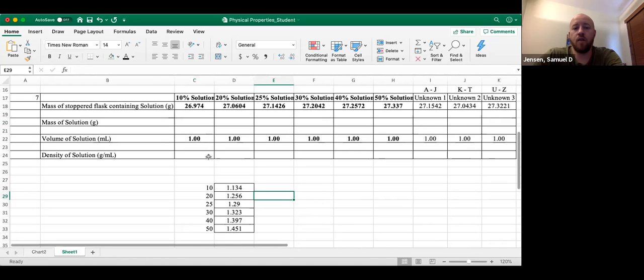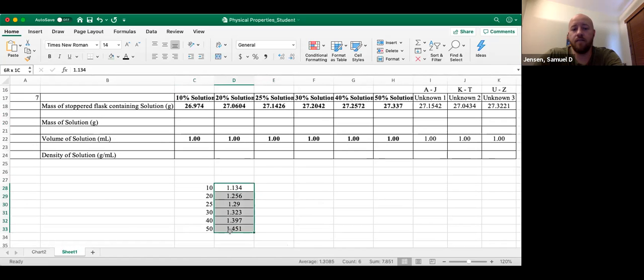So here what I did was I took my densities. Okay, so I made these up, so these are not going to be your density values for these solutions, right? So here's the 5 solutions or 6 solutions. Here's my 6 densities that went with it.